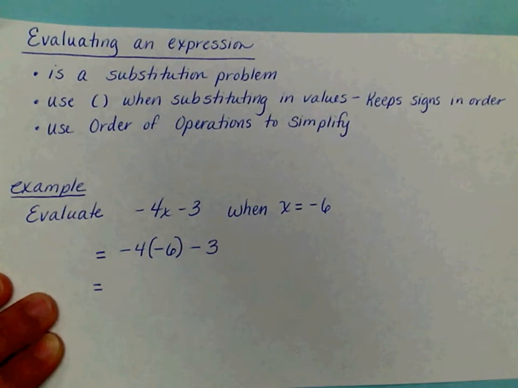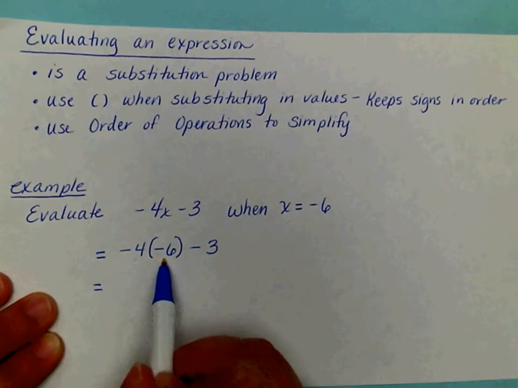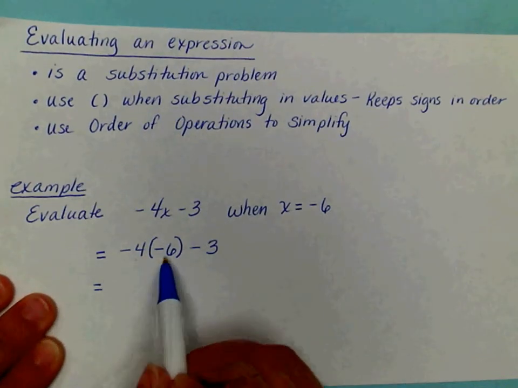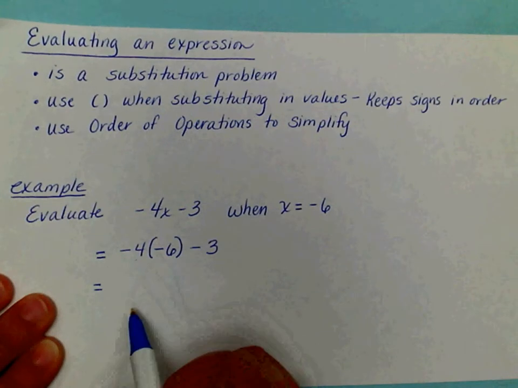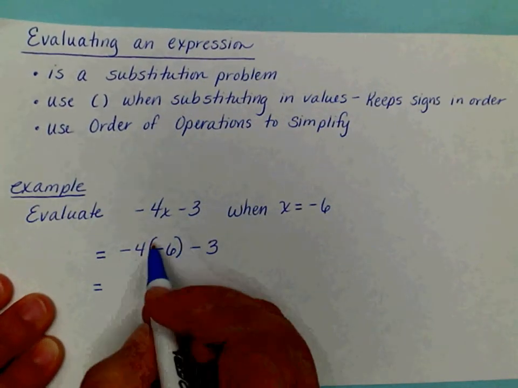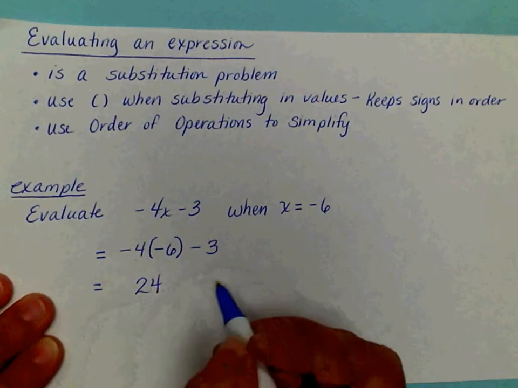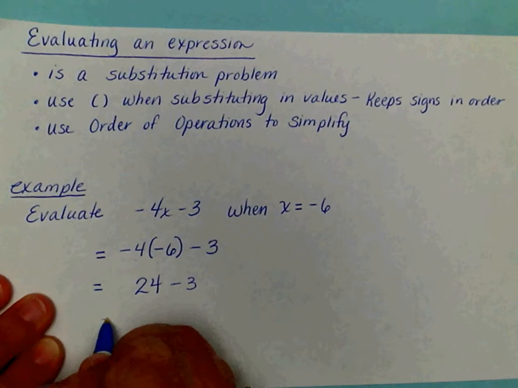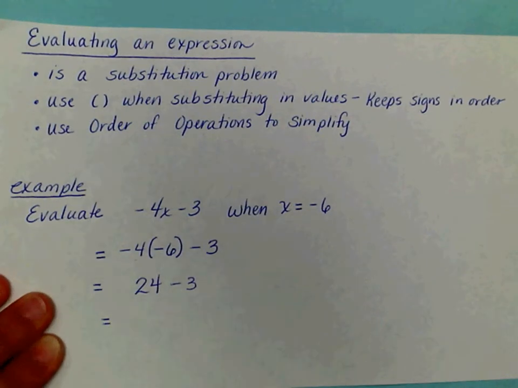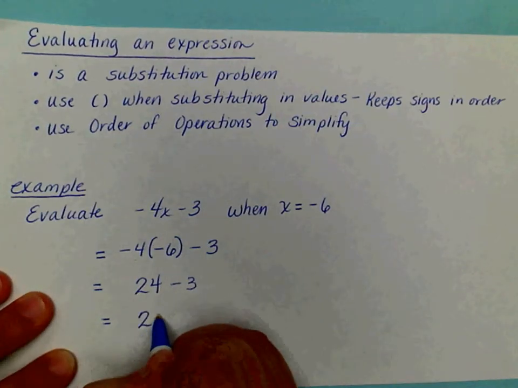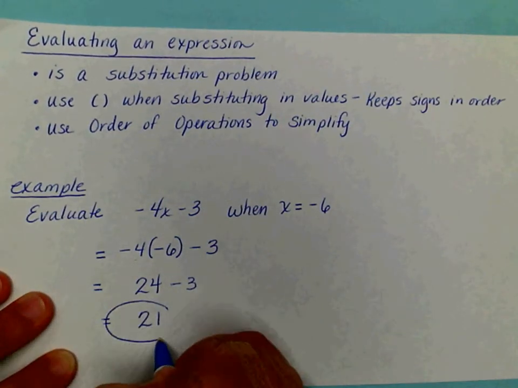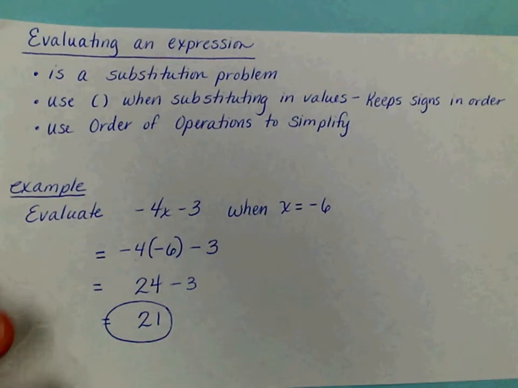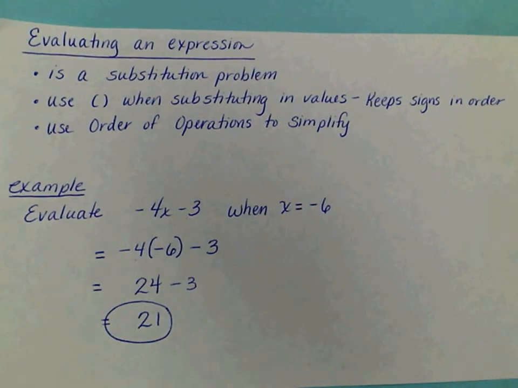Once we substitute in our value, now we want to follow our order of operations. We have negative 4 times negative 6, so we have to multiply. Negative times negative is a positive, and 4 times 6 will now give us a positive 24. Then bring down our minus 3. Notice now we have 24 minus 3, so we can subtract those two numbers, and it turns out that our expression, when evaluated with x equal to negative 6, gives back a solution of positive 21.